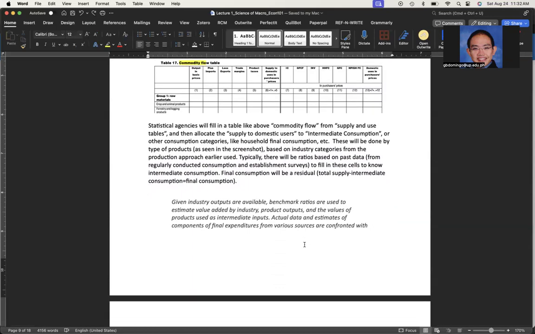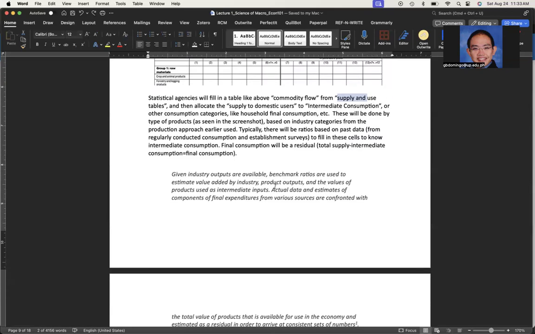So this is how you move from the production side. Once you have outputs per industry, then you will move from here to allocating that to the expenditure components based on this commodity flow technique using supply and use tables or input-output tables. So those are similar terms for the same idea. And that's how you get from GDP to the different expenditure components, C, I, G, and NX.